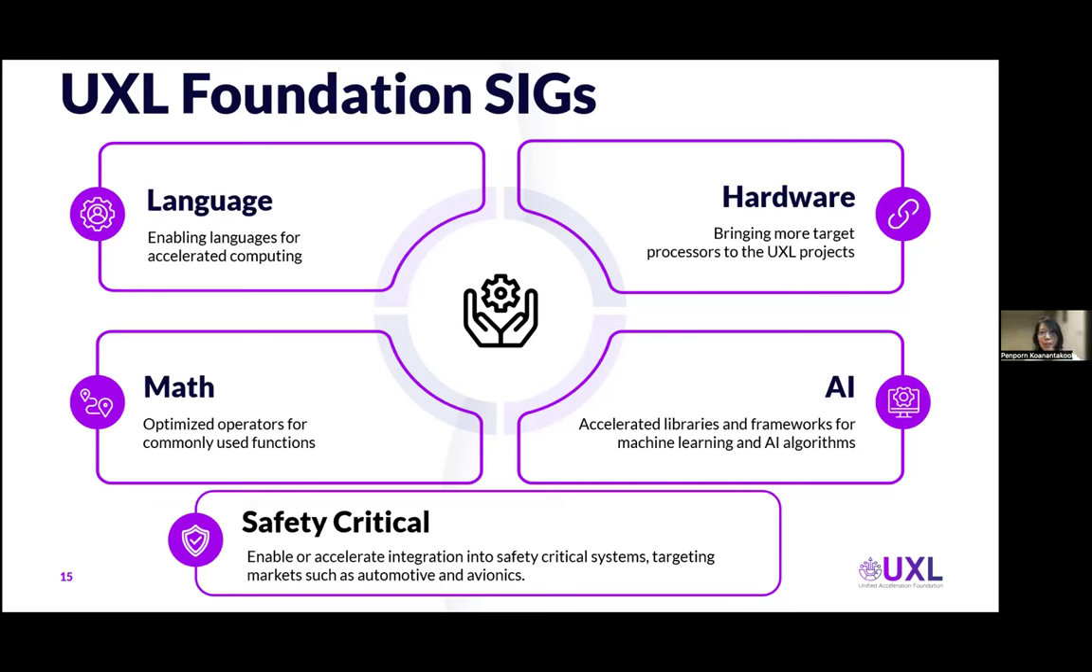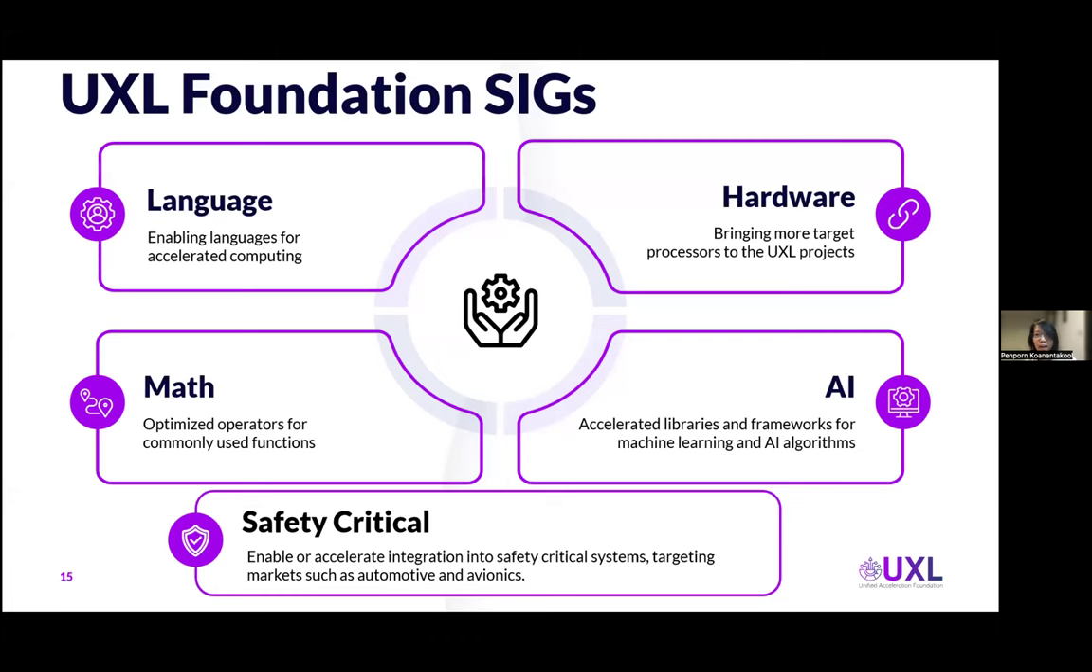And the hardware SIG is covering expanding oneAPI into UXL, covering more hardware, and it involves software components like the oneAPI Construction Kit and Level Zero, which is a hardware abstraction layer. The third SIG is the math SIG, covering math operations such as sparse and dense linear algebra, discrete Fourier transform, and that kind of stuff. An example component being discussed in here is oneMKL.